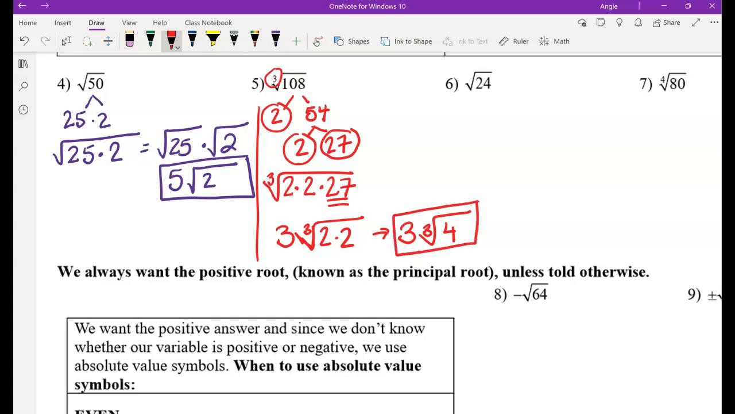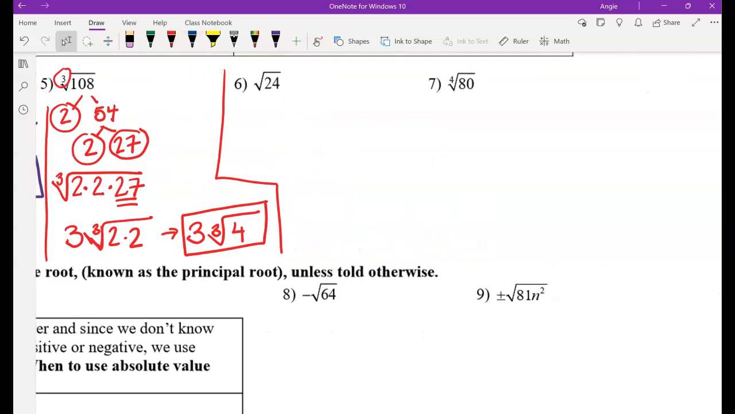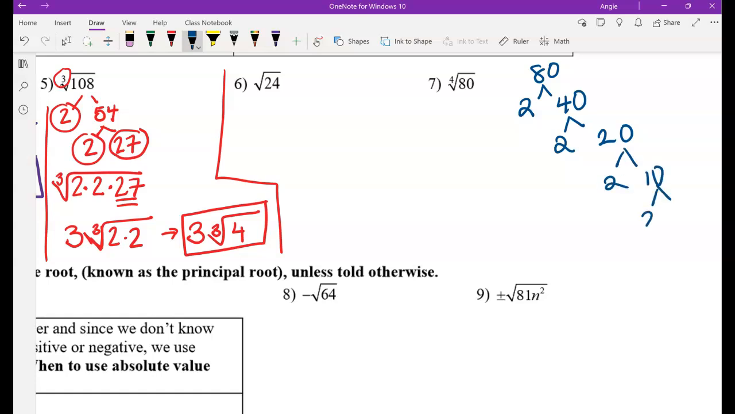I'm going to do number 7 with you, and then leave number 6 for you to try, okay? All right, 7 said, hey, simplify the 4th root of 80. So let's break 80 down. 80 is going to be 2 times 40. 40 is 2 times 20. 20 is 2 times 10. And 10 is 2 times 5. So these are all prime numbers.